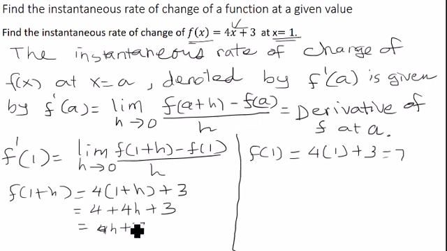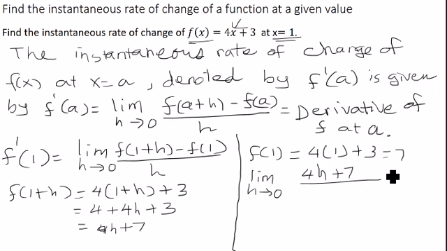So the ratio with the limit altogether is going to be the limit as h goes to 0, and on the top I have 4h plus 7, that's f of 1 plus h, minus f of 1, which is a negative 7, divided by h. Okay, so we're now back to the limit problem.